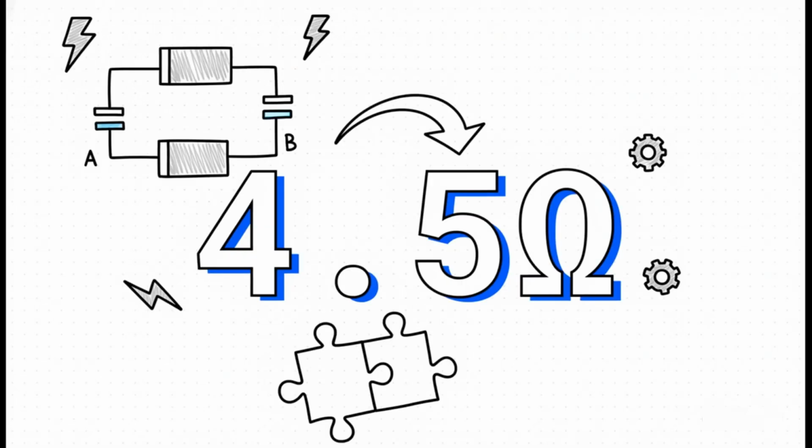So, with our 12-volt source replaced by a wire, if we look back into terminals A and B, we can see that the remaining resistors are in a parallel combination. We just calculate the equivalent resistance of that arrangement, and we get 4.5 ohms. And there you have it. That's our Norton resistance. We now have both pieces of our puzzle.